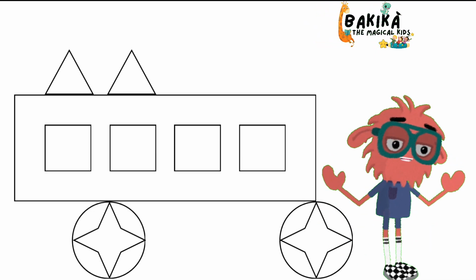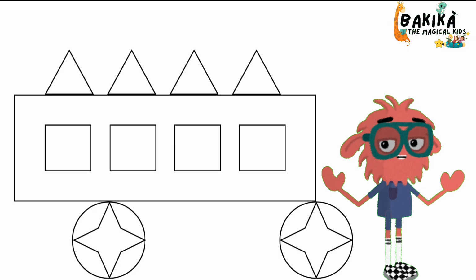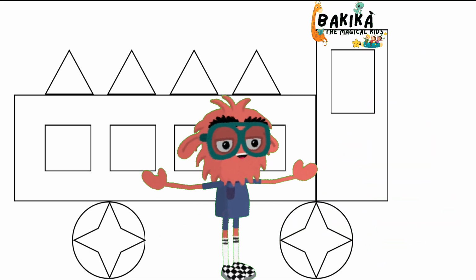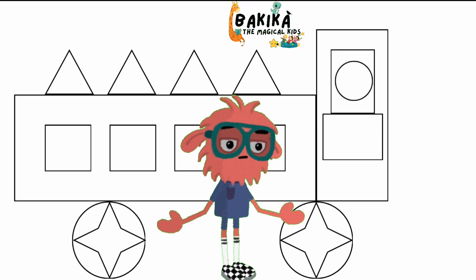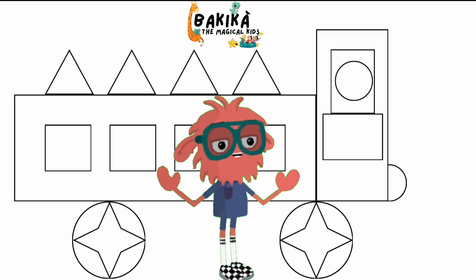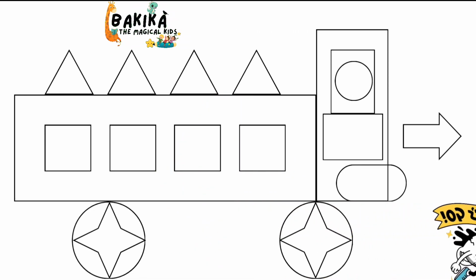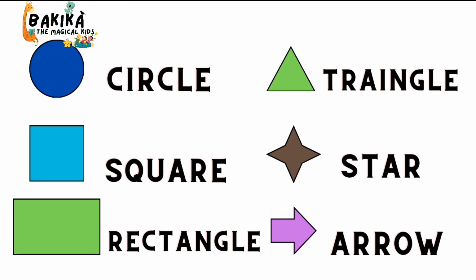What should we do next? Let us create the roof of the bus-shaped object using 4 triangles. Next, we'll use circles and rectangles to create the front portion of the bus where the driver sits. Finally, we can use a semicircle to make the headlight. We are shapes. We'll do coloring to shape bus.